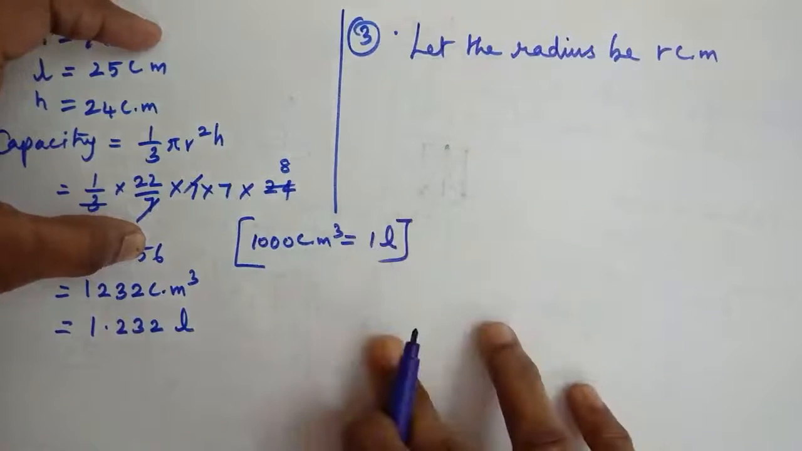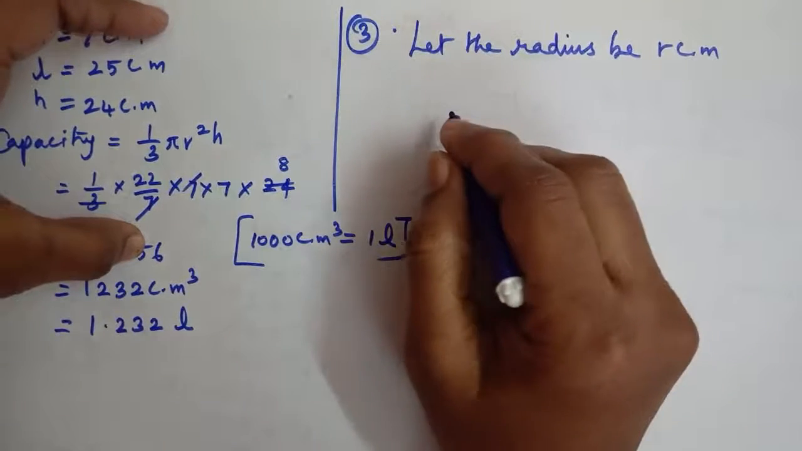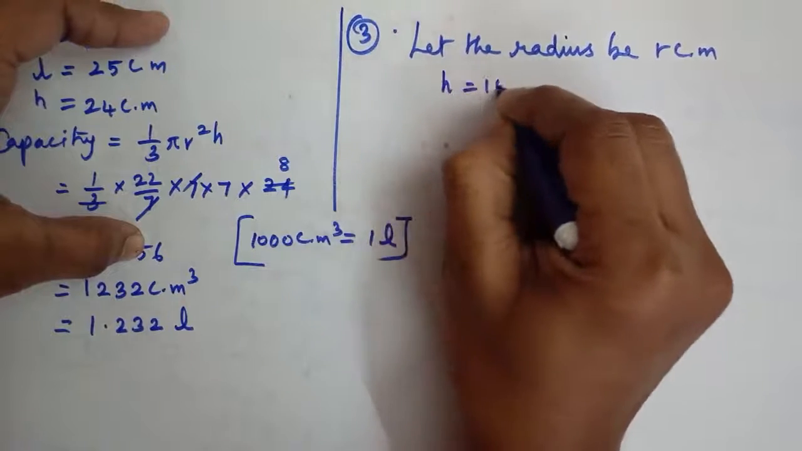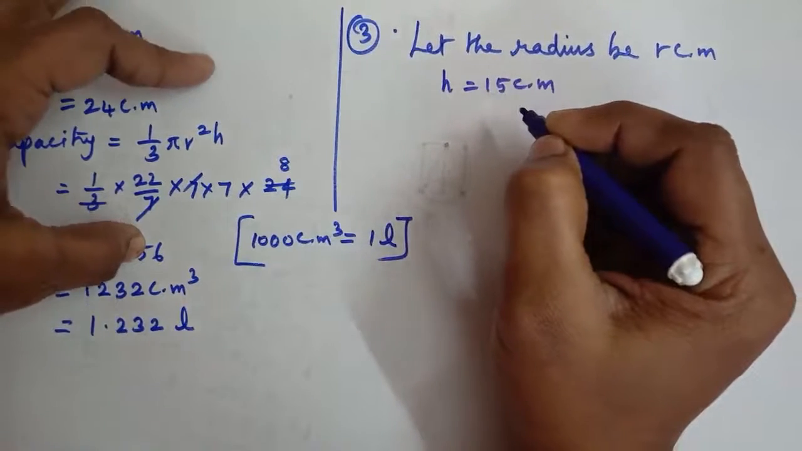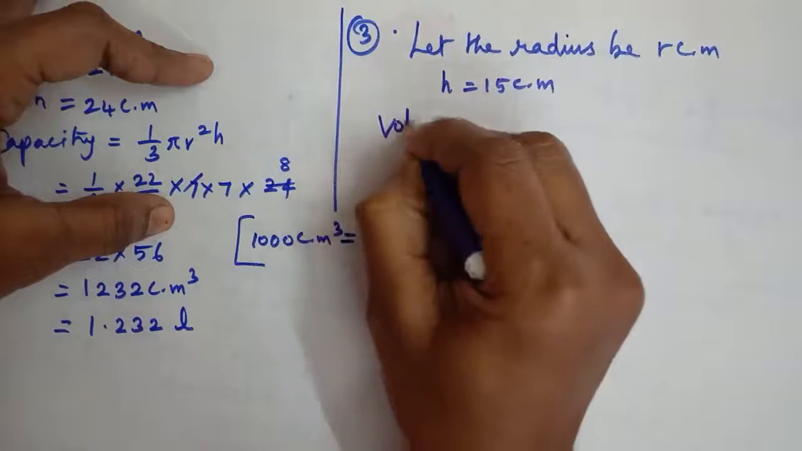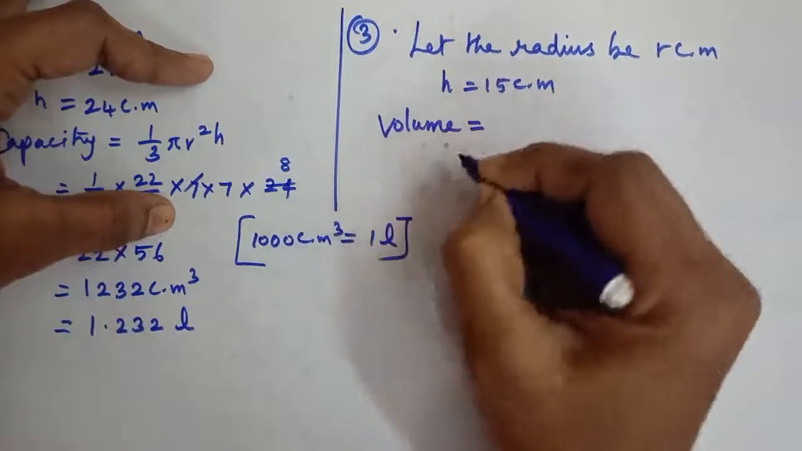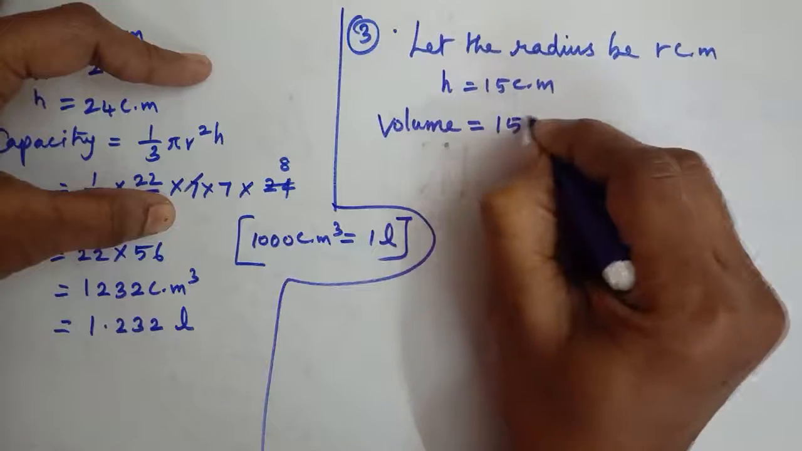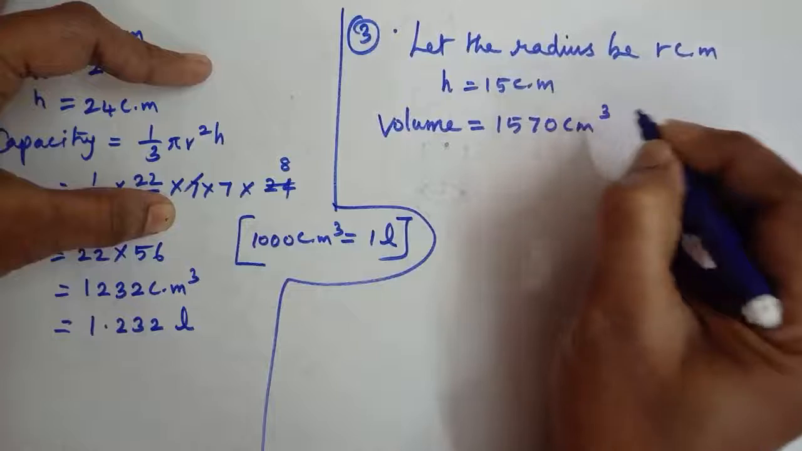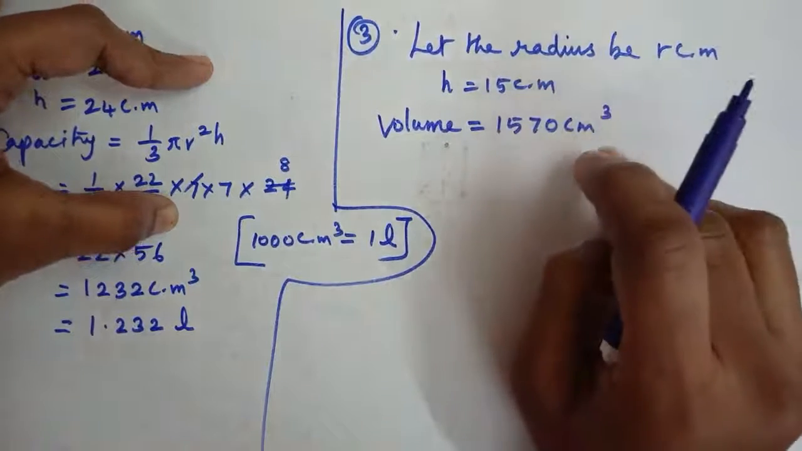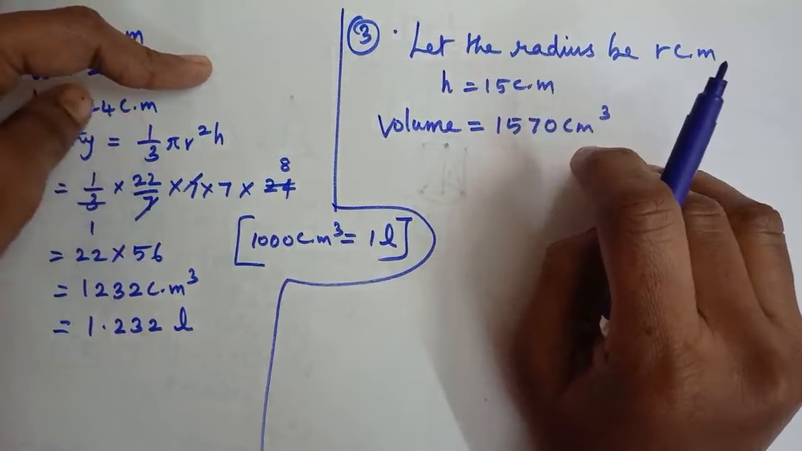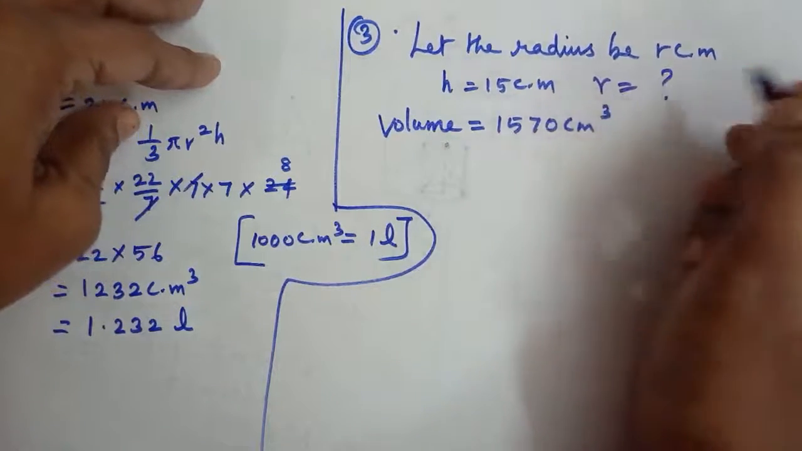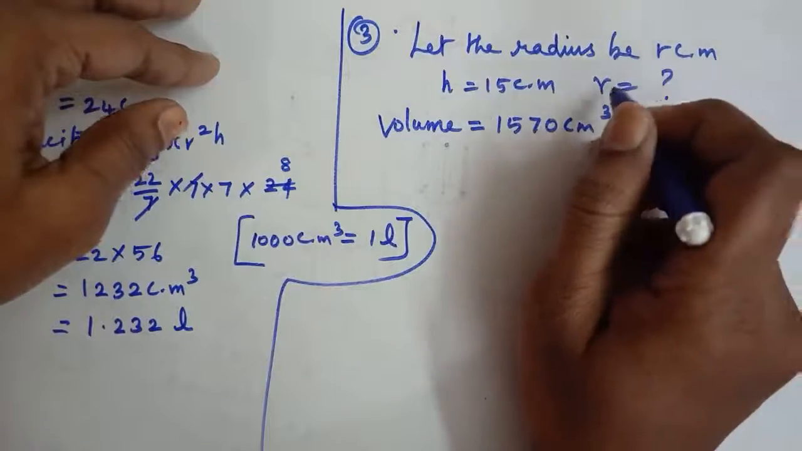Because all measurements are in centimeter. Is it clear? So the height of the cone is 15 centimeter. Height of the cone, that means h is equal to 15 centimeter. And its volume is equal to 1570 centimeter cube. Okay, we are given this information only. Now we have to find the radius of the base. Radius r is equal to what? Let the radius be r centimeter.